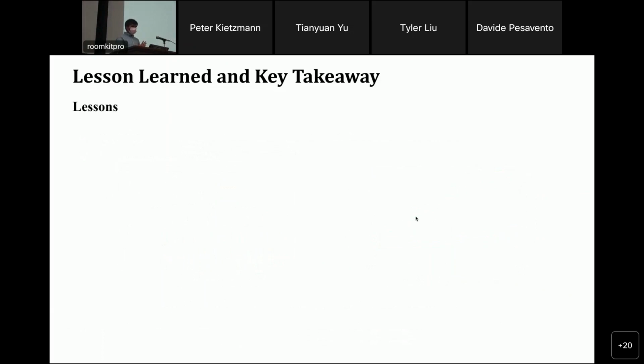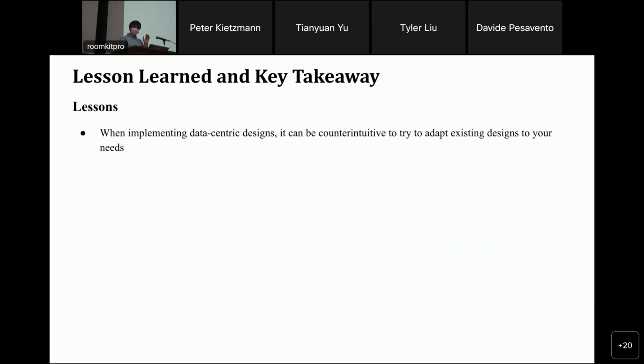A few of the lessons learned while building this whole infrastructure: implementing the data-centric design can sometimes be counterintuitive if you try to adapt to what the legacy system is, because we spent months and months trying to adapt to what they are trying to achieve. And then we had to change this whole narrative and go the other way, thinking in terms of data-centric design.